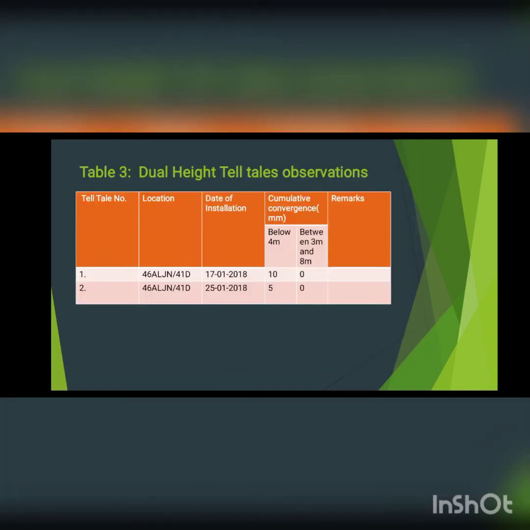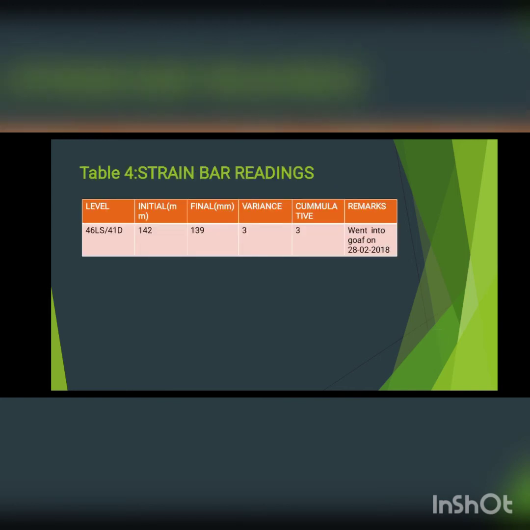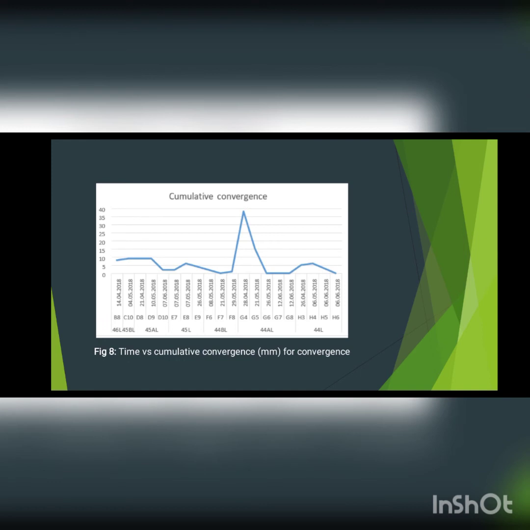Dual height tell-tale observations only tell us the location, date of installation, and cumulative convergence. So these are just convergence indicators. So they measure the convergence, and these are strain bar readings. And here we have time versus cumulative convergence for convergence.